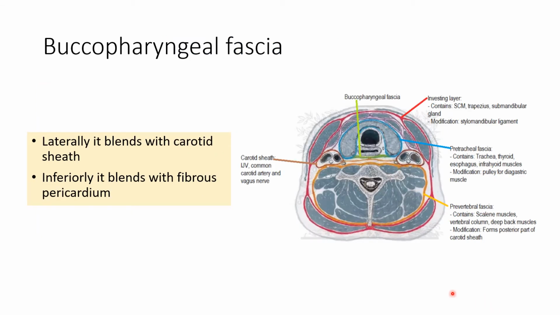In this picture of a transverse section of the neck, we can identify the three layers of the deep cervical fascia. You can see the outermost general investing layer, and then the pretracheal layer. This is the trachea and this is the esophagus, and you can see the carotid sheath containing the common carotid artery, the internal jugular vein and the vagus nerve. Then you can see the prevertebral layer of the fascia. Then behind the esophagus, we are seeing the buccopharyngeal fascia, and laterally it is blending with the carotid sheath. And if you trace it down into the thorax, it blends with the fibrous pericardium.